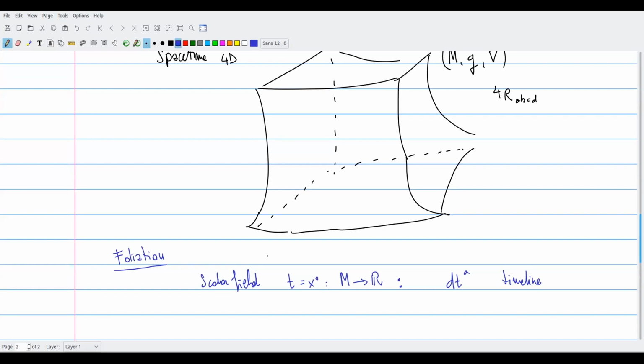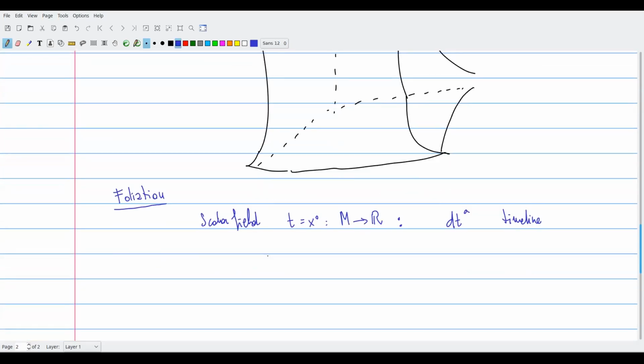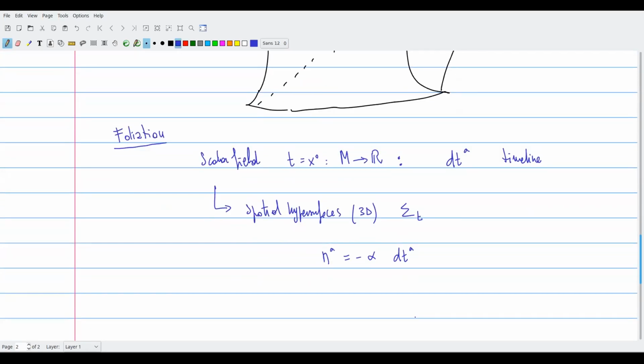And of course, this vector defines spatial hypersurfaces, which are 3D, and are usually indicated as sigma t. And they are identified by their normal vector, which I will call n, which I take as a normalization constant times this dt_a. So this is called the normal vector. And this normalization constant plays an important role, as we will see.